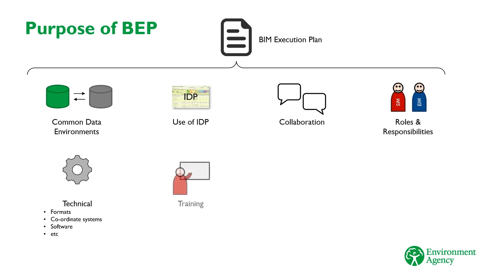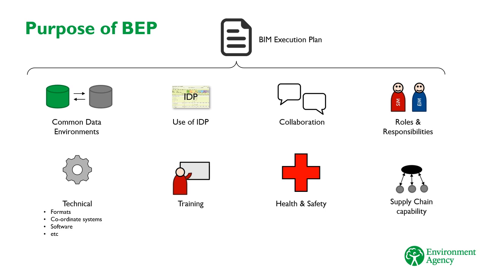It should also give an assessment of the current level of BIM-relevant training for the staff who will deliver the project, and present a training plan for any staff who will need additional training. The BEP explains how BIM will be used to improve the way health and safety risks and hazards are managed throughout the project. And finally, if the supplier is planning to engage any sub-suppliers, it includes an assessment of their supply chain's capability to deliver BIM.